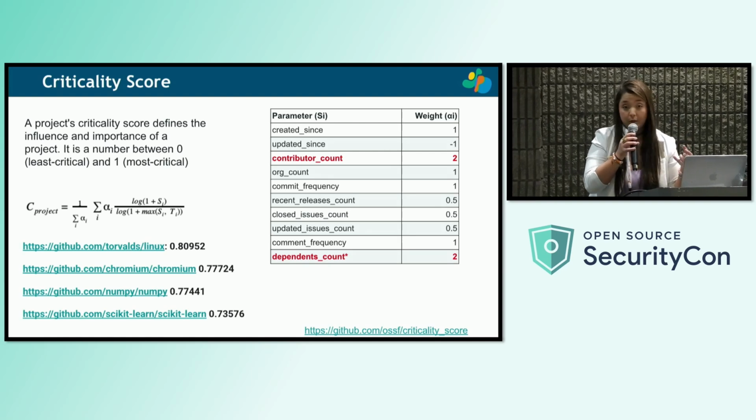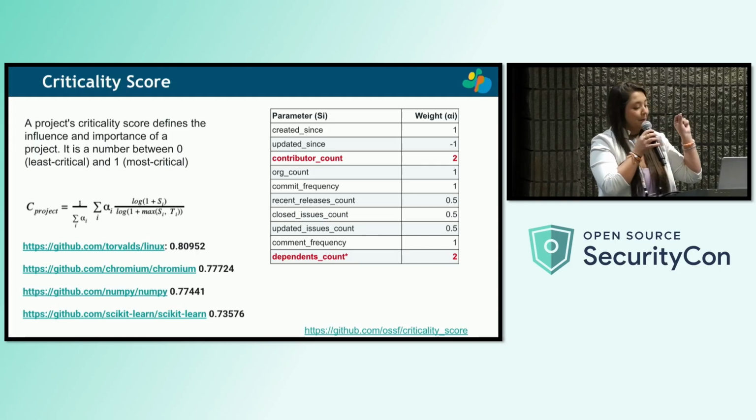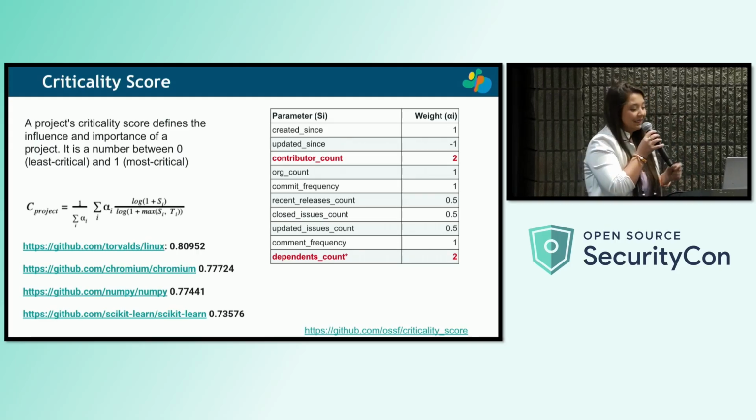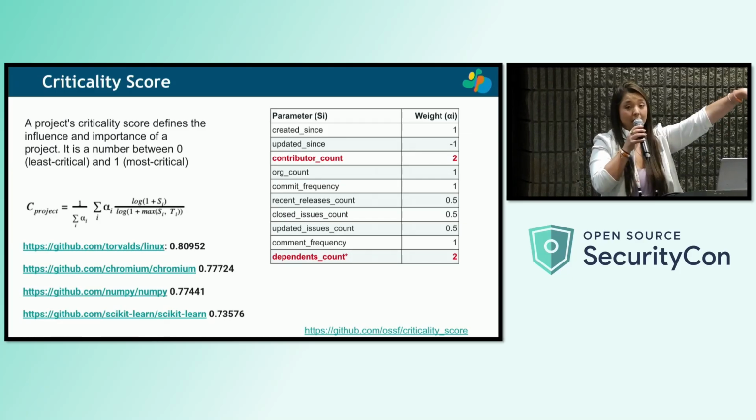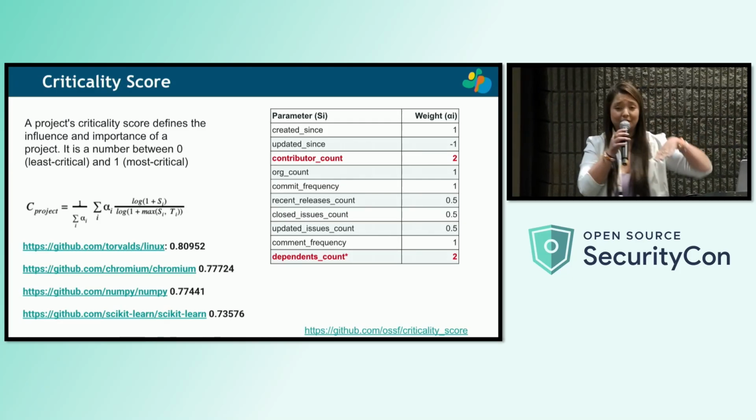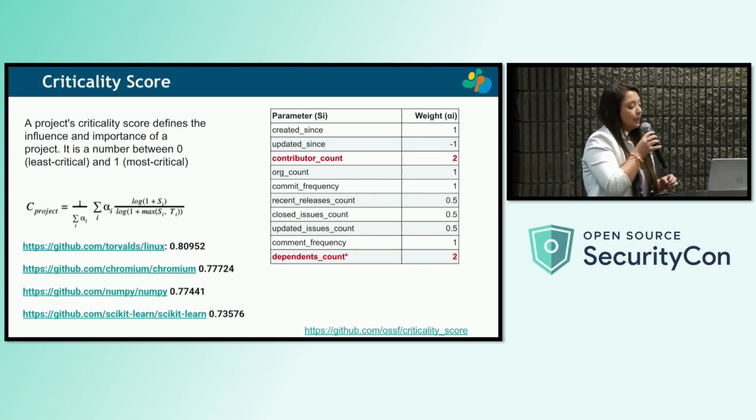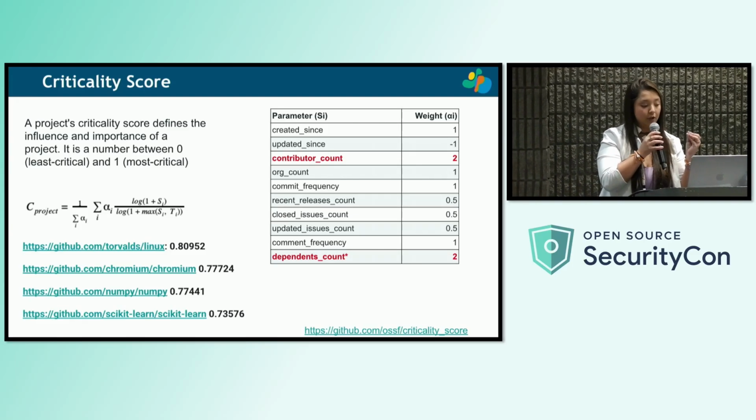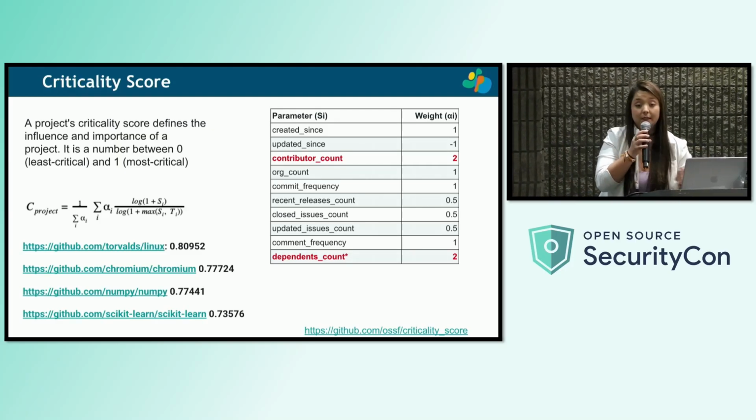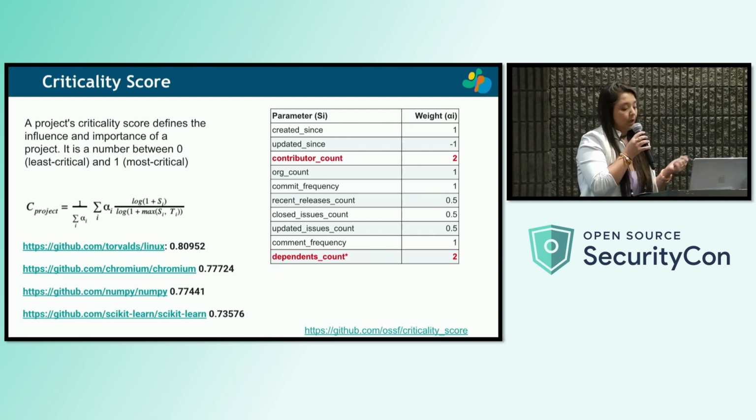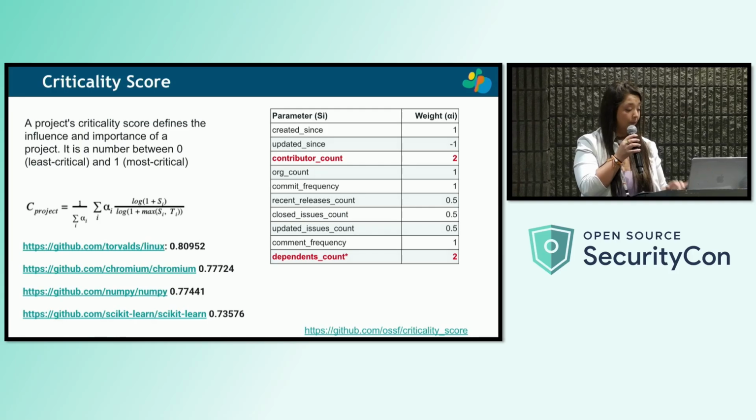The 2 most important parameters for this criticality score are actually the contributor count and the dependent count. An asterisk on the dependent count, because this is kind of tricky to compute. They're using mentions of the project in commit messages of other projects to associate this as dependence, but this is definitely not an easy metric to compute. And then the other thing that I put here was some of the scores for some projects that you might relate to. So, for example, Linux has a criticality score of 0.8, Chromium 0.7, NumPy 0.7, scikit-learn 0.74.